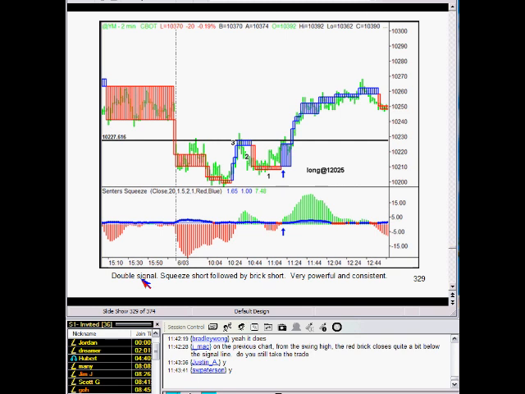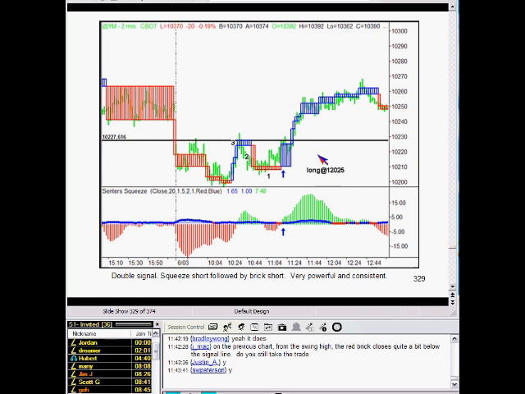Change. Alright, so here we have a squeeze long, as you can see right here, denoted by this blue arrow on the bottom of the chart. Squeeze long, followed by 1, 2, 3 bricks. Here's your swing low. 1, 2, 3 bricks. You have a squeeze long here at the bottom of the chart, followed by a brick long. You're long from 102.25.